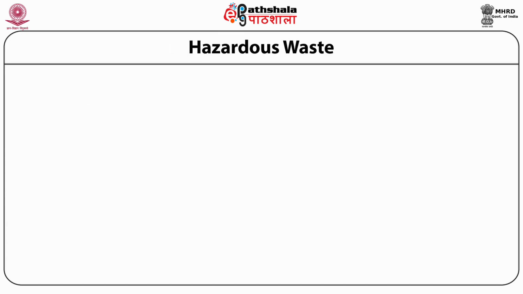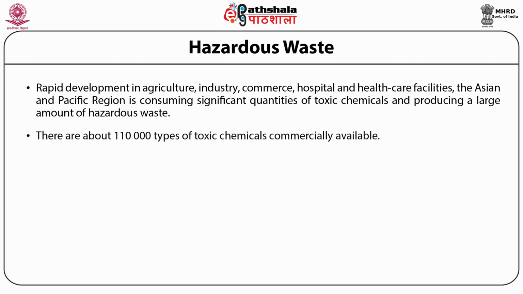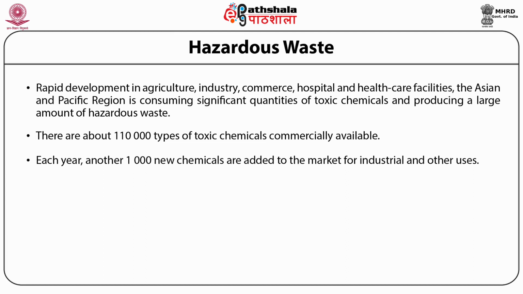Now let us see next category of waste is hazardous waste. With rapid development in agriculture, industry, commerce, hospital and healthcare facilities, the Asian and Pacific region is consuming significant quantities of toxic chemicals and producing a large amount of hazardous waste. Currently, there are about 1 lakh types of toxic chemicals commercially available. Each year, another 1000 new chemicals are added to the market for industrial and other uses.